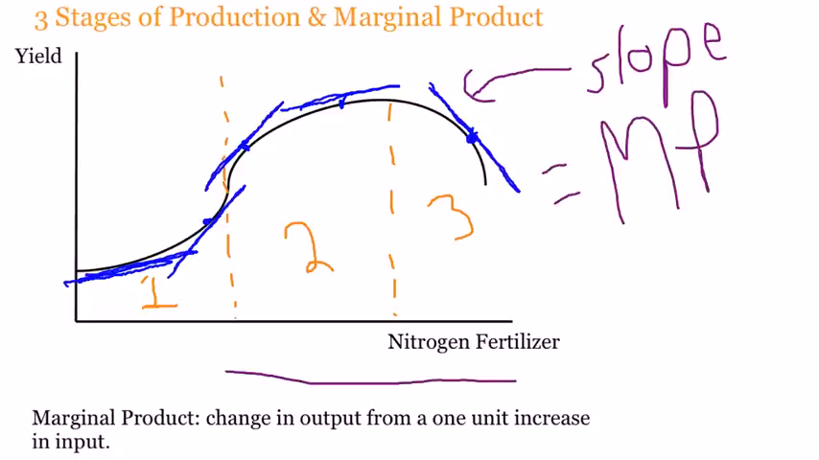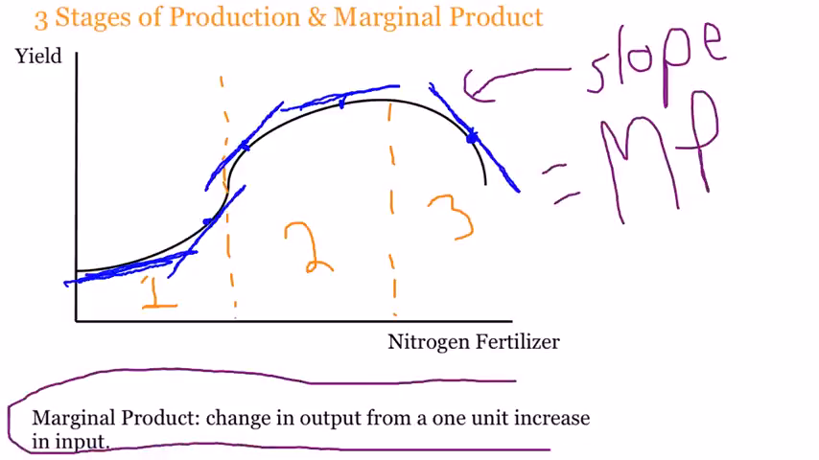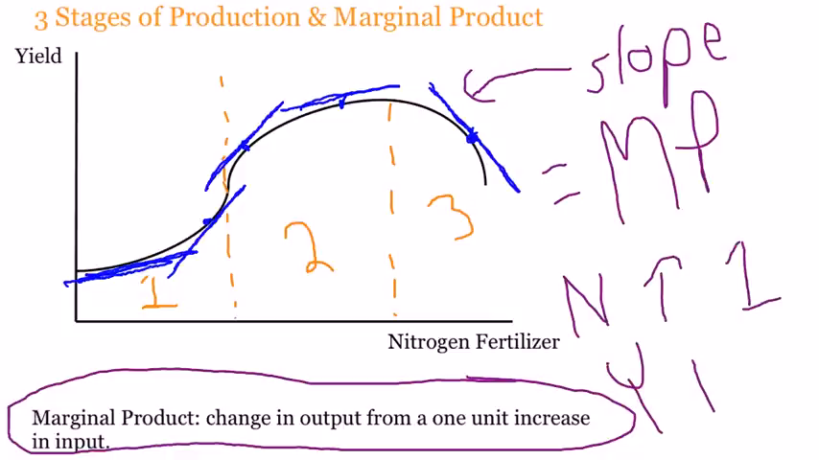And the marginal product is this. It's the change in output from a 1 unit increase in input. It would be like saying if N goes up by 1, yield goes up by 3. If this was the case, the marginal product would equal 3.